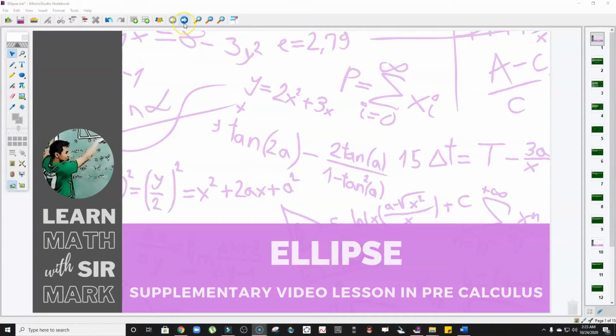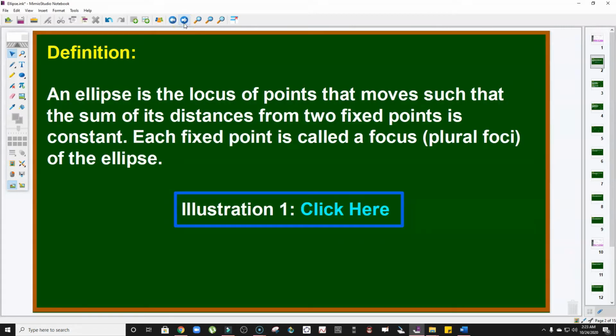Okay, so first let us define what is ellipse. An ellipse is the locus of points that moves such that the sum of its distances from two fixed points is constant. So each fixed point is called a focus, or foci in plural, of the ellipse. So I'm going to illustrate that.